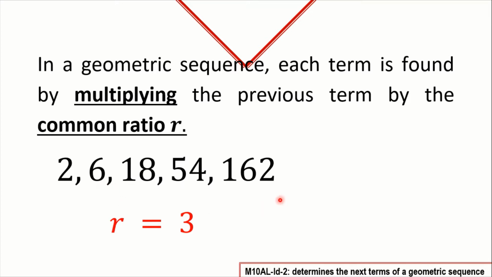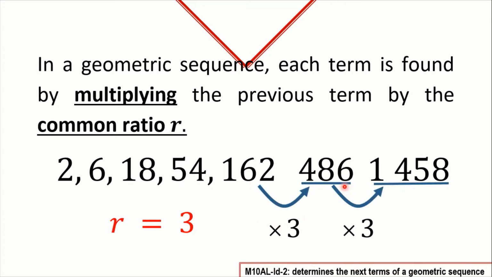Now, to get the next terms of this sequence, gagamitin natin itong common ratio na 3. So, that is, we will be multiplying 162, yung last given term, with the common ratio. So, 162 times 3 is 486. Then, 486 times 3, so 1,458. So, ganun lang. Una, kunin ang common ratio and then gamitin ang common ratio to get the next term by multiplying it to the last given term.